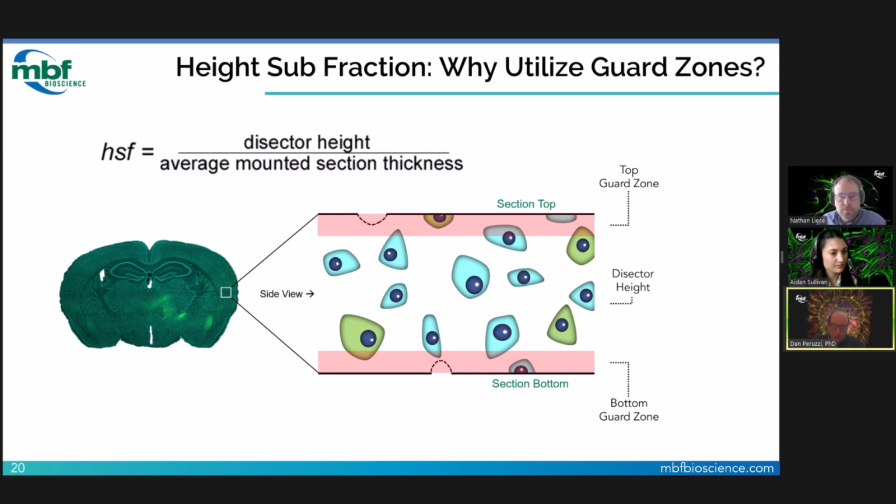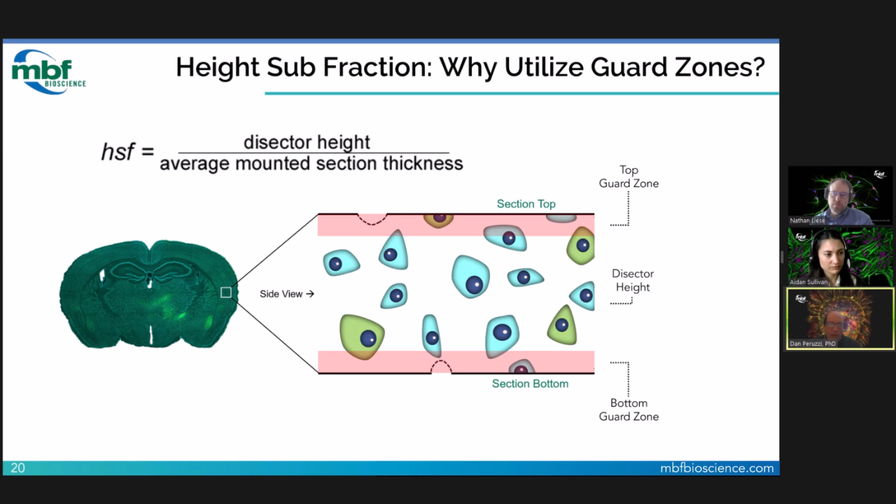This illustration is representing the artifact as lost cells. That's a little half dotted line there of a half circle. There was a cell in the top and there was a cell in the bottom, but the action of the knife made that cell pop out. So these guard zones are to protect us or guard against counting where the knife has created artifact. We're counting the top of the cells, so the top guard zone serves another purpose.